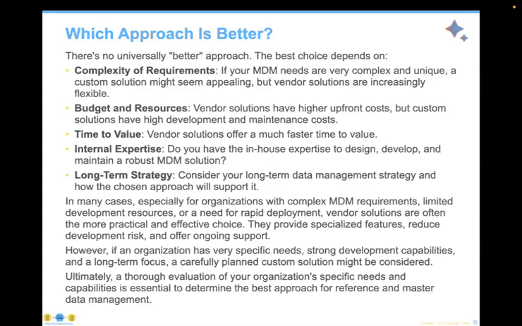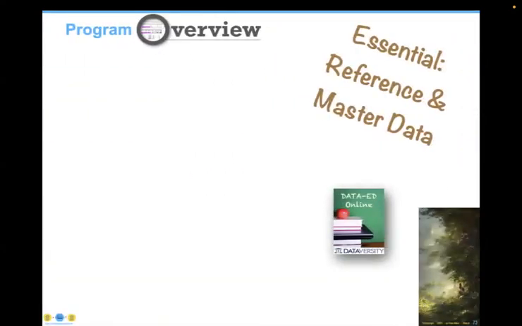So depending on how complex your requirements are, how big a budget you have, what time to value you have, do you have any internal expertise, and do you have a long-term strategy? Because again, if it's not guided by this long-term strategy, it's going to be extremely difficult to have any sort of success with this. You might build the right solution to the wrong requirements. And I've seen that happen, unfortunately, way too many times here as well. So again, keep an eye out on these things. It's very, very useful.